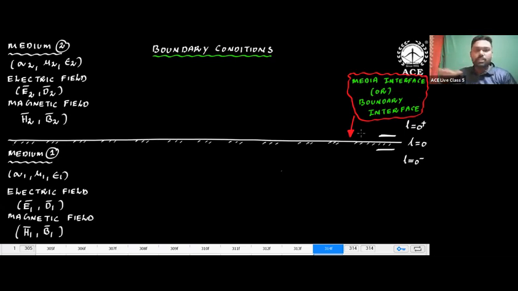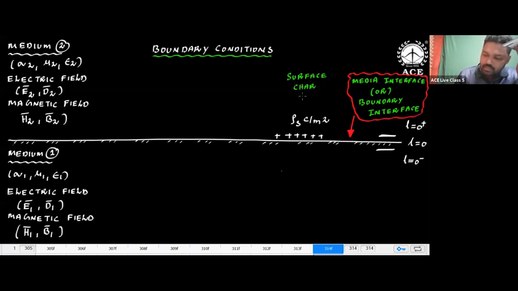There is a possibility for charge distribution. Charge distribution may happen over the media interface because of the medium properties. At the surface, the charge distribution may happen. It is given by rho s, with units of coulomb per meter square. This is called surface charge. Surface charge may exist. Clear?